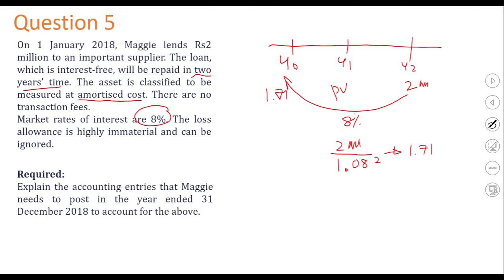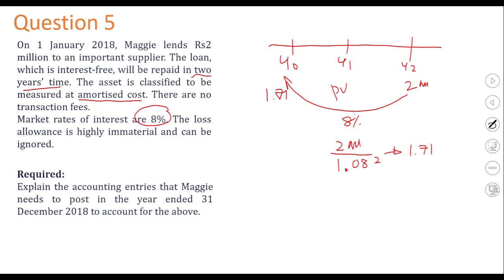This is how we derive a fair value, because there's no fair value available. 2 million is not the fair value. I have given 2 million to one of my friends without any interest, which can't be the fair value. In that case, this is the best method to get the fair value: the present value of future cash flows. So you take this as the fair value.